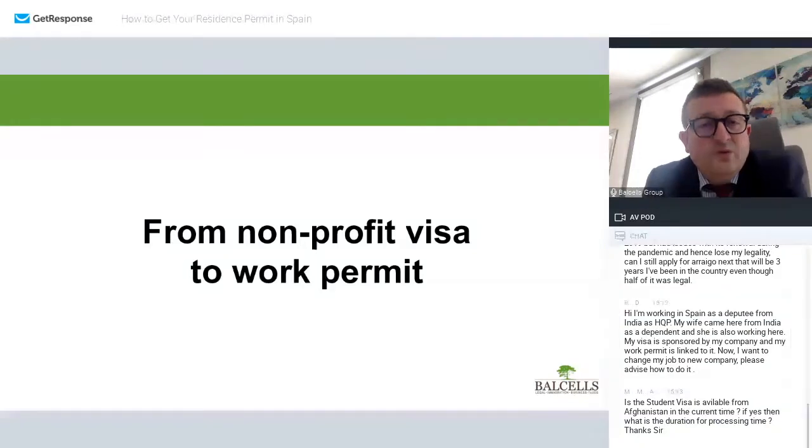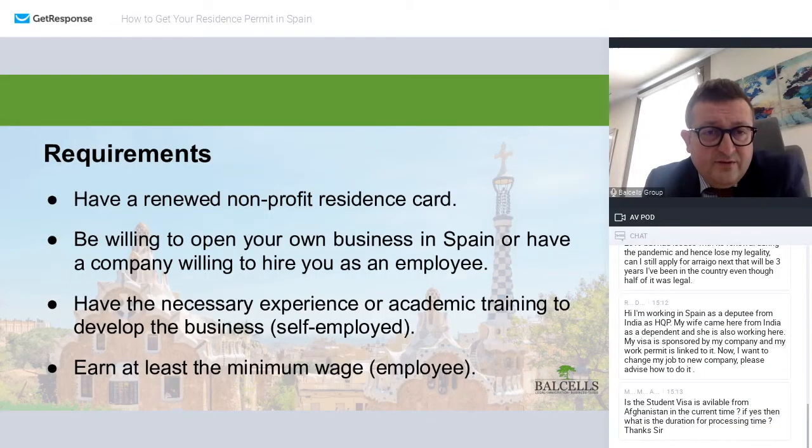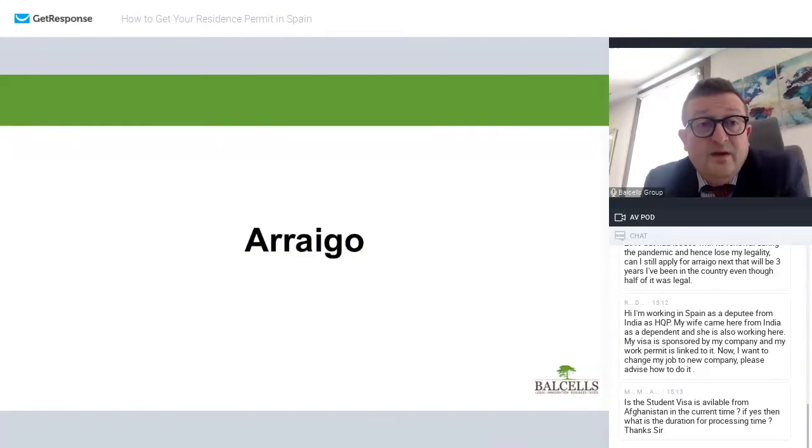From non-profit visa to work permit, it would be the same as we mentioned before. In this case, after 1 year of non-lucrative residency permit, you could modify if you open your own business or if you find a job offer. But it has to be after 1 year.